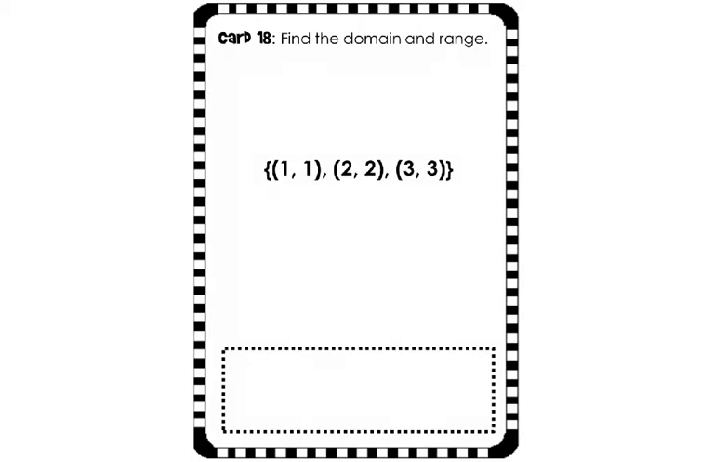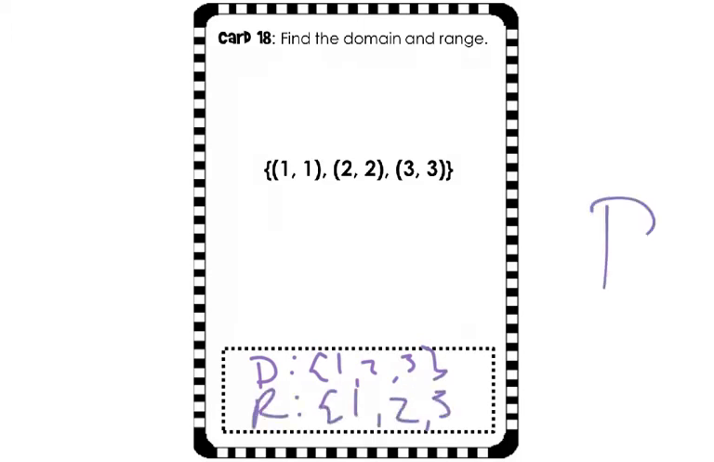Alright, this one's pretty easy. My domains are only 1, 2, and 3. My ranges are only 1, 2, and 3. And that is P.